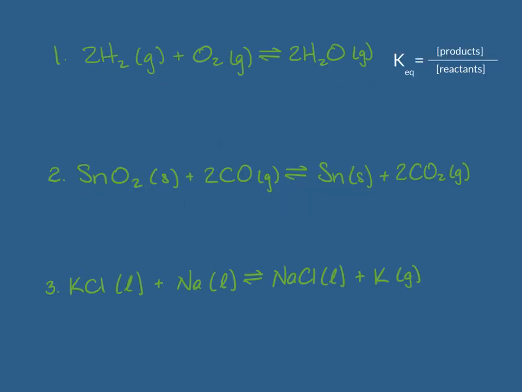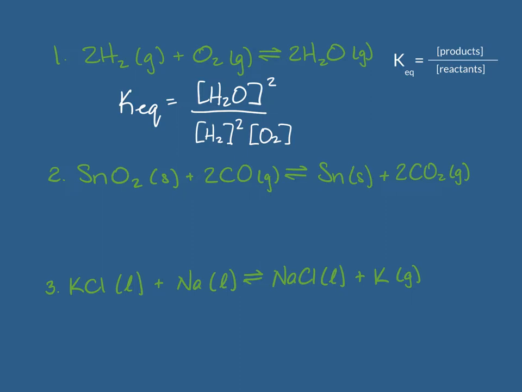All right, let's try a couple more examples together. So for number 1, remember the first thing to do is check out the states. So I've got gas, gas, gas. So all of my products and reactants are going to be included in my equilibrium expression. So my KEQ equals products over reactants. So my products, H2O concentration, and I have that 2 coefficient, so that becomes squared, over my reactants. And I have H2, but that has a coefficient of 2, so it's actually the concentration of H2 squared, times my concentration of O2. And that's it for number 1.